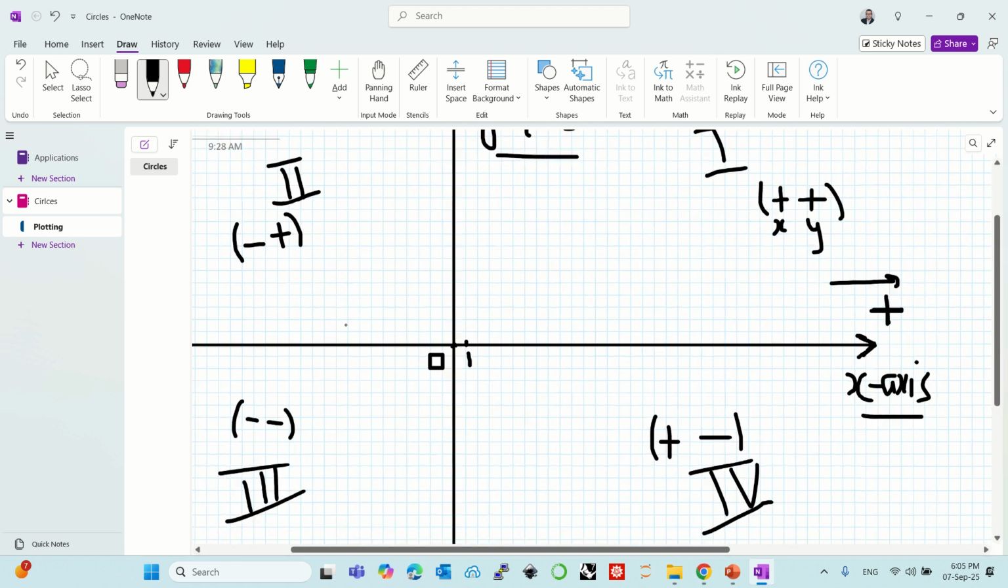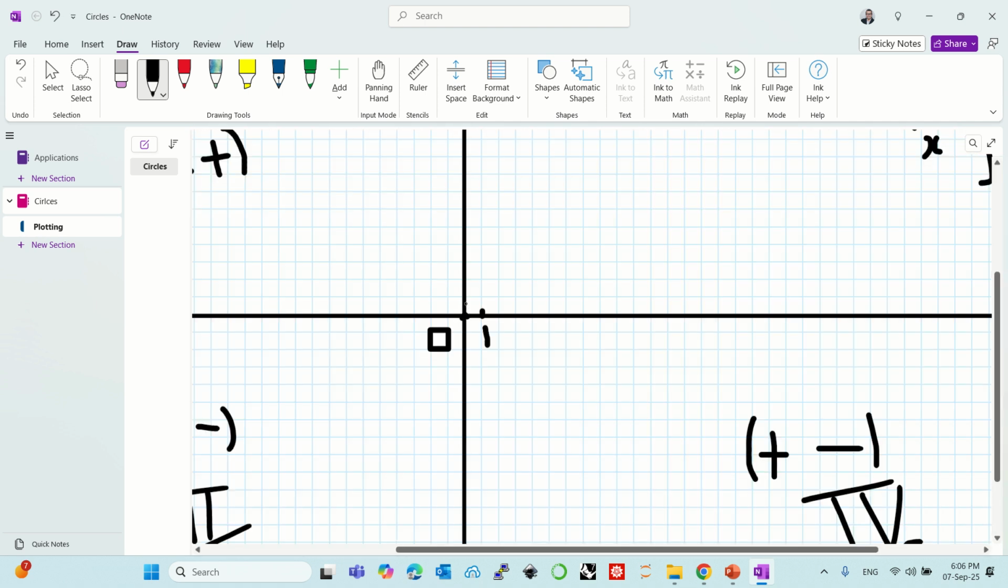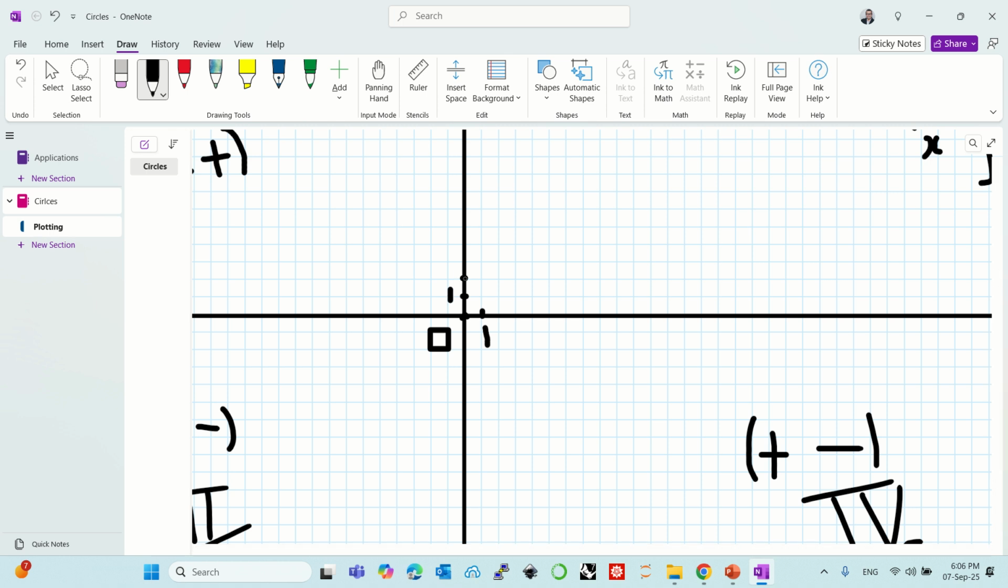For y equal to 2 for A, we need to count 2 units in the positive direction of the y-axis because 2 is positive. So let's count 2 units. This is the first unit in y, and this is the second unit in y. Let's combine these points, 1 and 2. They intersect at this, and this will be the point A, which is 1 and 2.